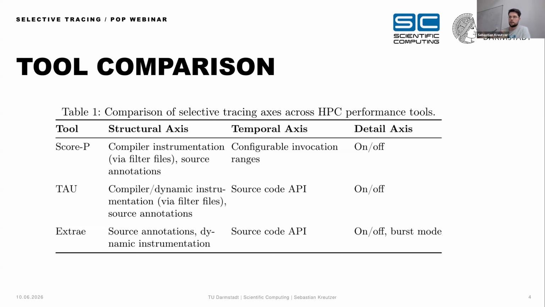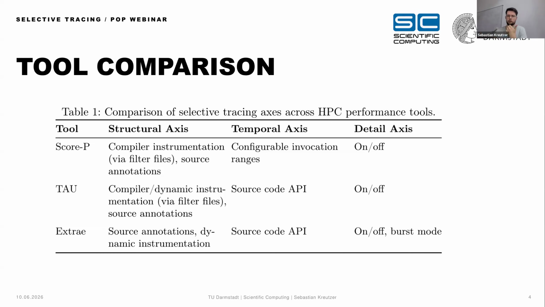Looking at the structural axis, there's usually quite a bit of configurability in terms of instrumentation. For example, Score-P has compiler instrumentation, and you can configure that via filter files. And there are auxiliary tools that help you change the instrumentation based on collected data. Other options are source annotations, or for example, TAU and XRay also support dynamic binary instrumentation via Dyninst. So there are a lot of options there.